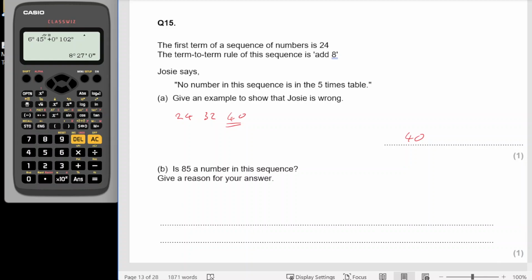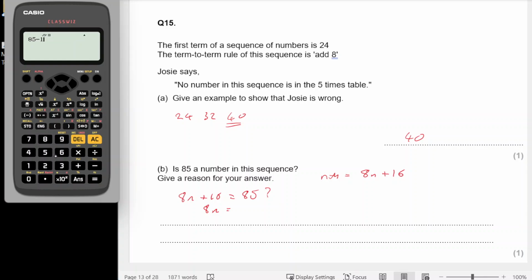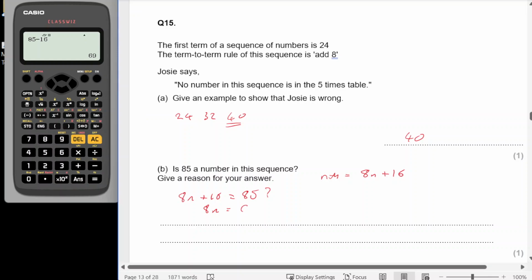Is 85 a number in the sequence? Give a reason for your answer. So I'm going to say that the nth term for this sequence is going to be equal to 8n because of the add 8, and then plus 16, I would need to add on 16 to get from 8 to 24, so that's the nth term. And I really want to see whether 8n plus 16 can be equal to 85 and give myself a whole number. So if I minus 16 from both sides, I'd get 8n is equal to 85 take away 16, which is going to be equal to 69.